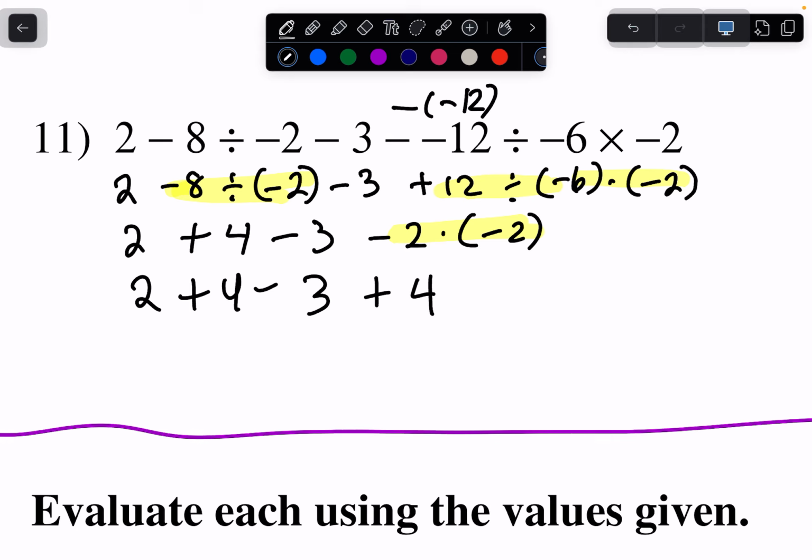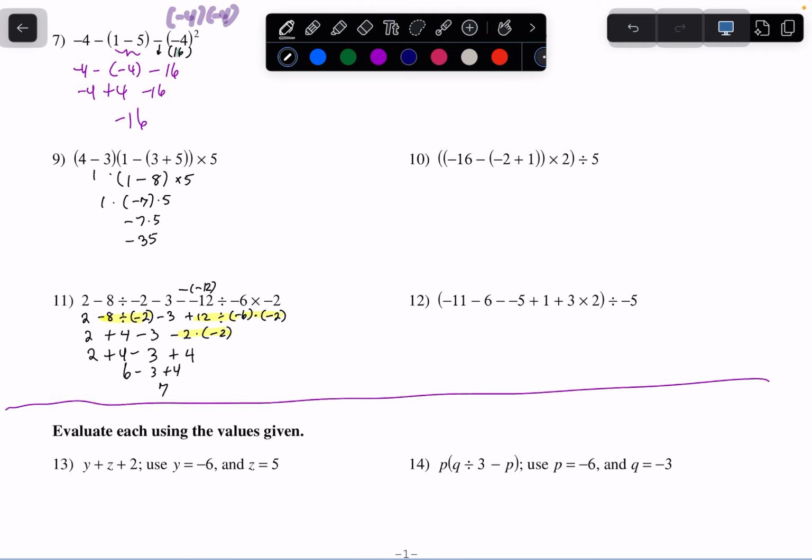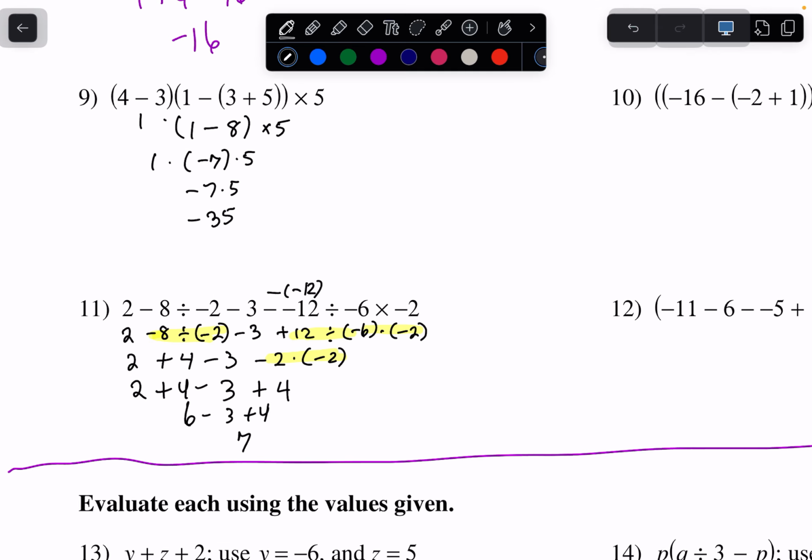So it was just a big long line of stuff, not a lot of parentheses, exponents, anything. But it's so easy to make mistakes on this. You got to follow order of operations. Okay, 2 plus 4 is 6. 6 minus 3 is 3. 3 plus 4 is a final answer of 7. Do we have any questions about the order of operations stuff?